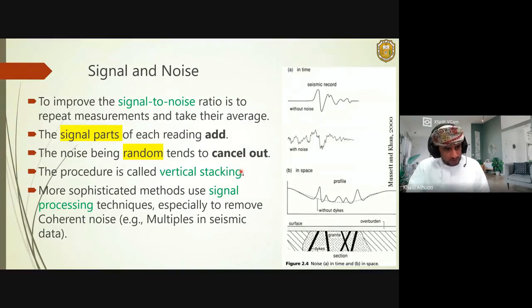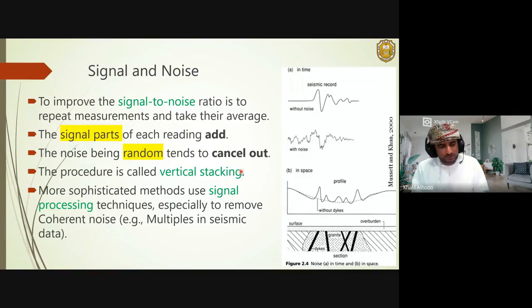For example, coherent noise. One of the coherent noises we came across is multiples, not primaries. In seismic refraction, there are some multiples we talked about. So the multiples cannot be removed at all by vertical stacking. I cannot do repeating and average the readings because it's not random. It's always there with my signal. So it will add up with the signal, and also with the primary. To remove them, we need a more sophisticated, more advanced signal processing technique.